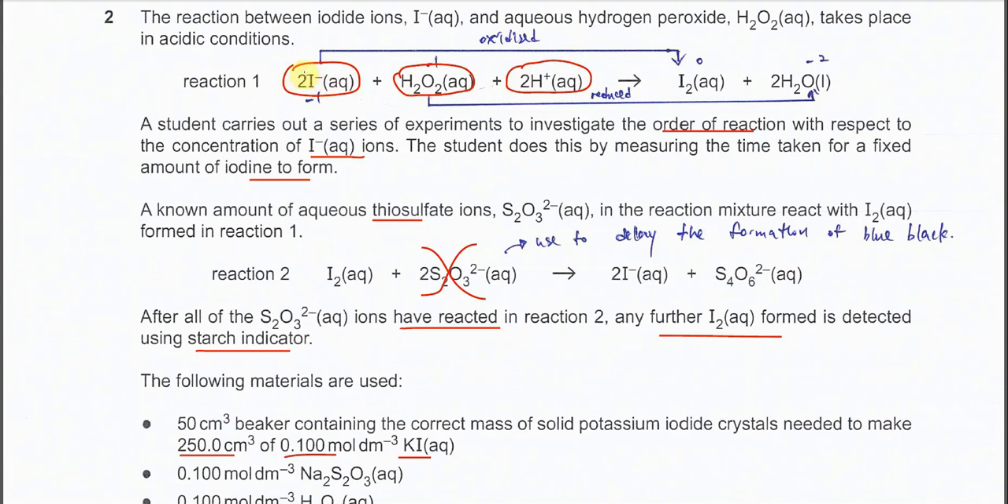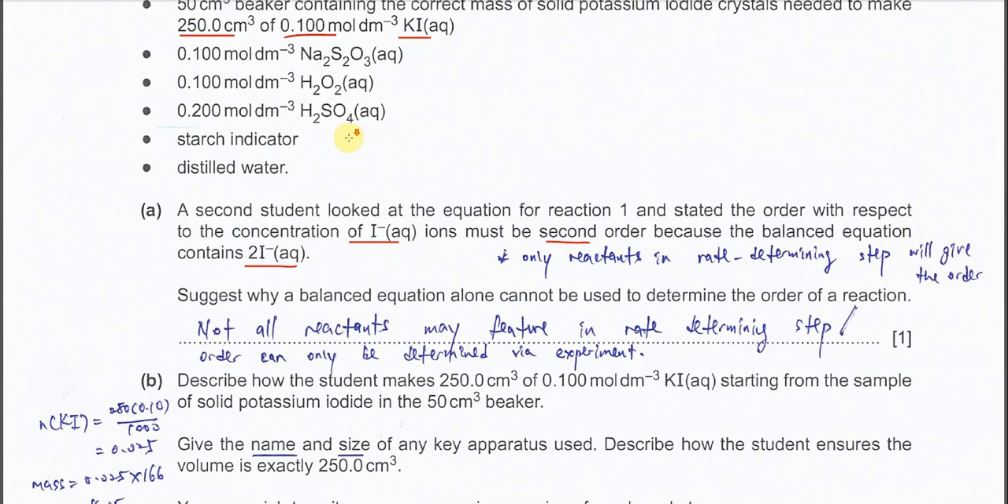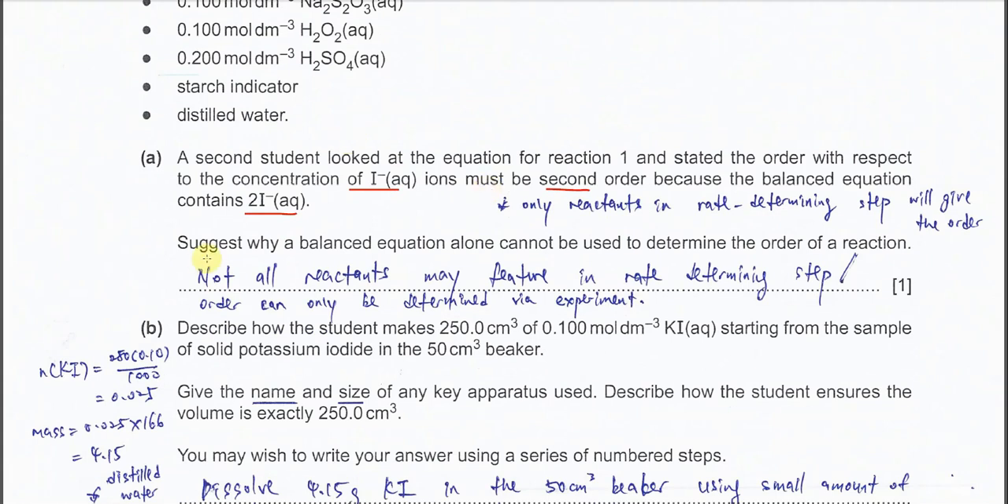is 2. So this is not proper, because in order to identify or to get the order, we cannot get it from the coefficient. We can get it from the rate determining step and the experiment results. So that's why this suggests why a balanced equation alone cannot be used to determine the order. Because not all the reactants may feature in the rate determining step.